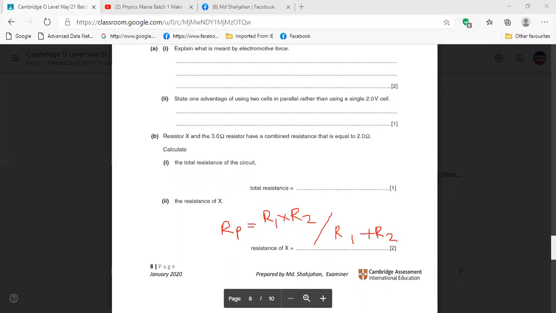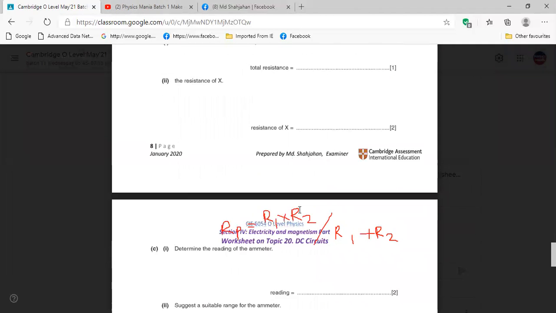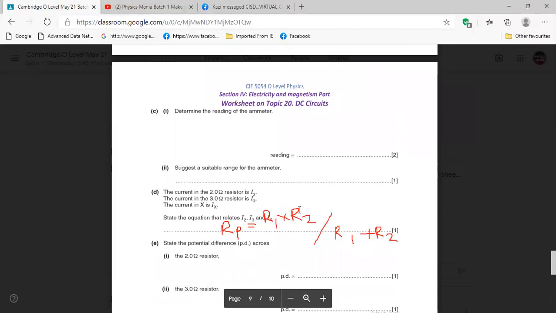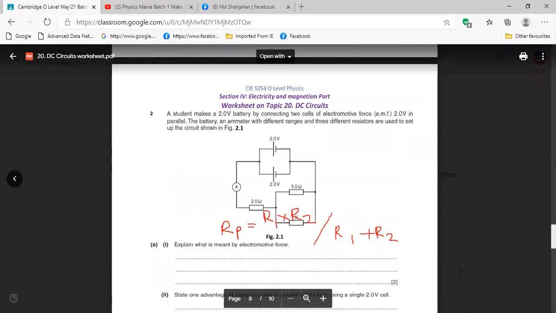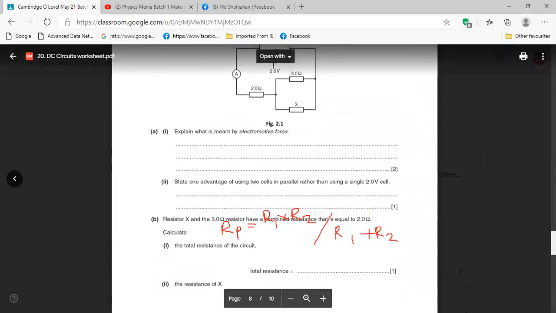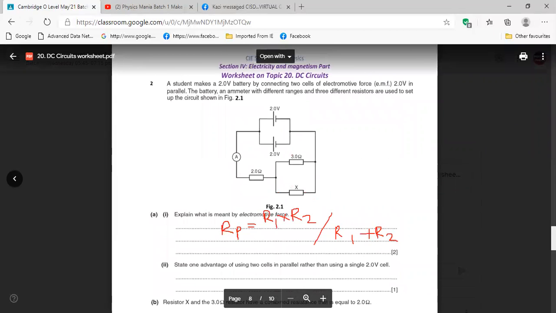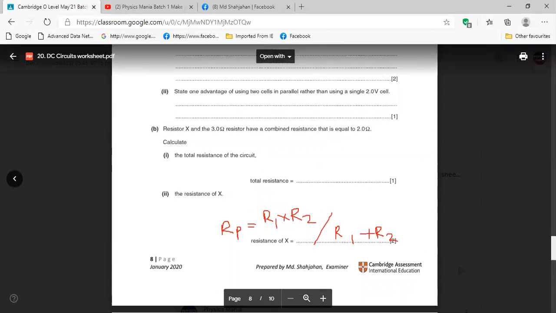The next: determine the reading of the ammeter. To get the reading in the ammeter, where is the ammeter position? We have to see the total current. Total resistance you got, total voltage you have. The total voltage is 2 because they are in parallel, right? Then you calculate.